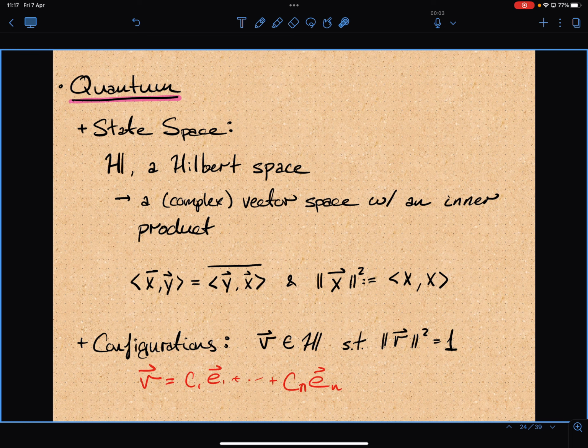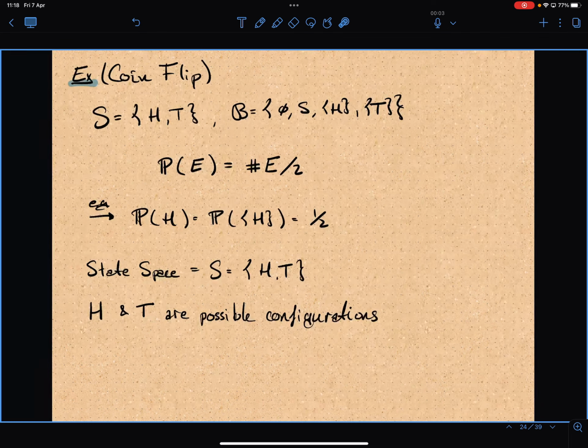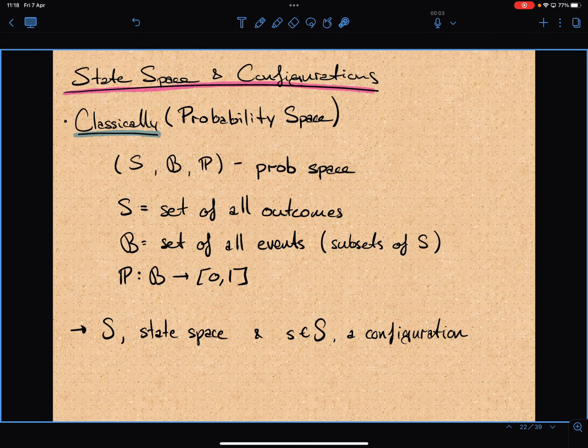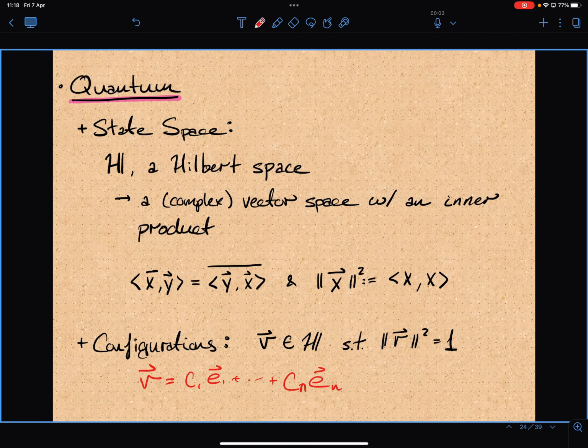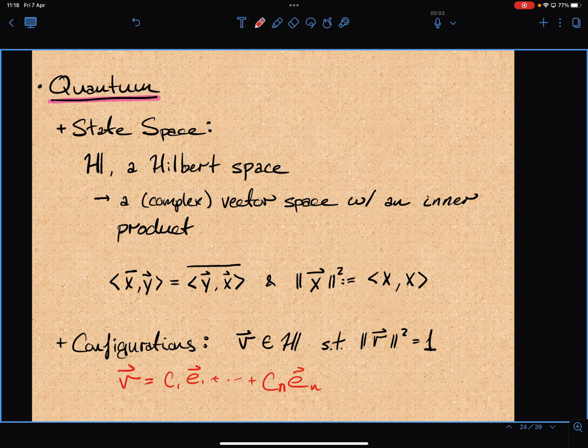This is similar to the case in probability, where one of the axioms of probability is that the probability of the whole space is equal to 1. So this is a similar condition, that the total probability adds up to 1. So we impose this condition that the norm squared of a vector, of a configuration, is equal to 1.